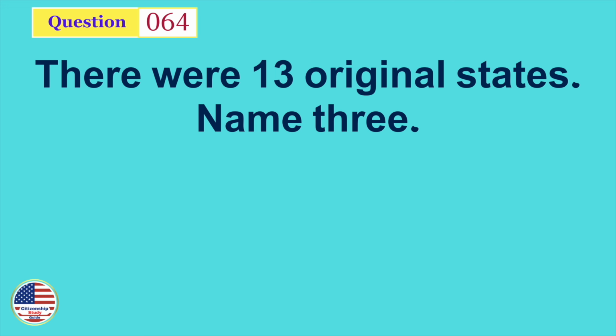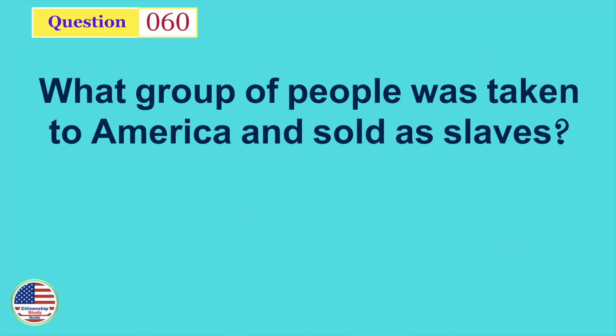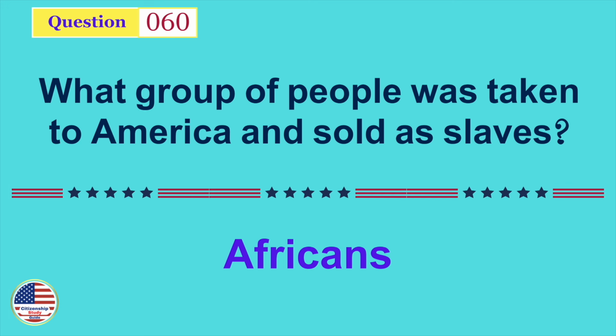There were 13 original states. Name 3. New York, New Jersey, and Pennsylvania. What group of people was taken to America and sold as slaves? Africans.